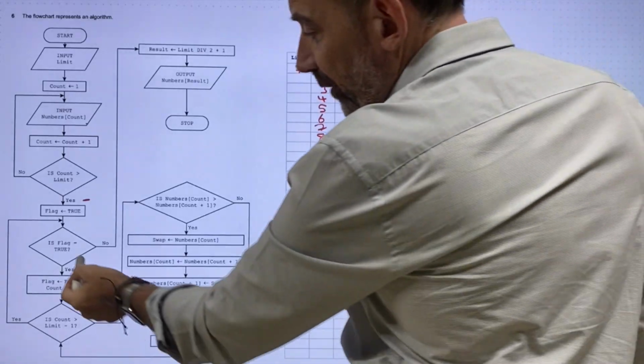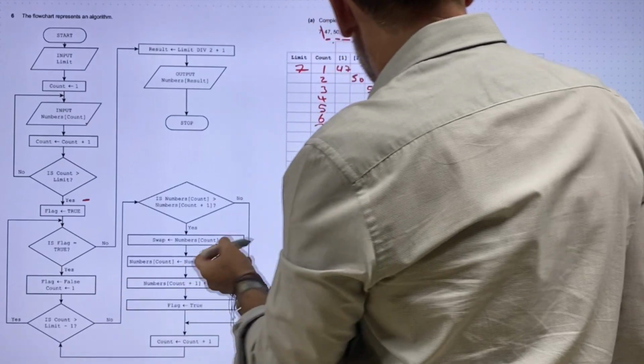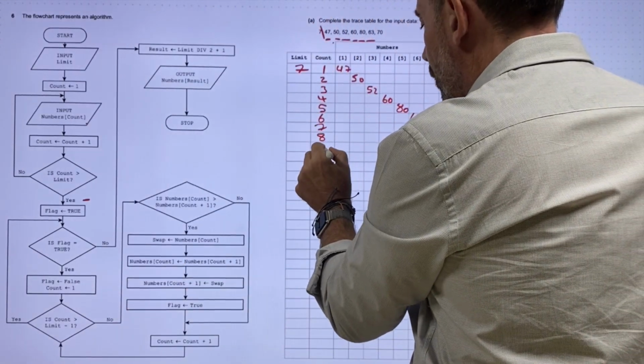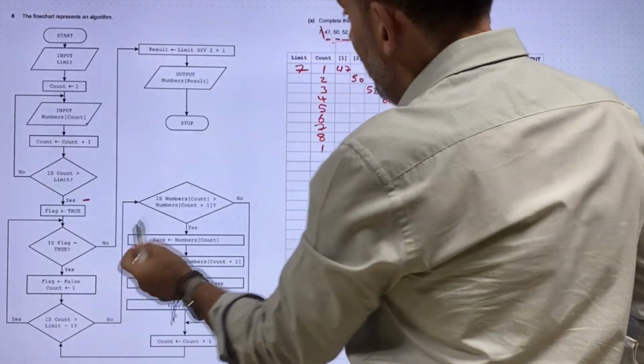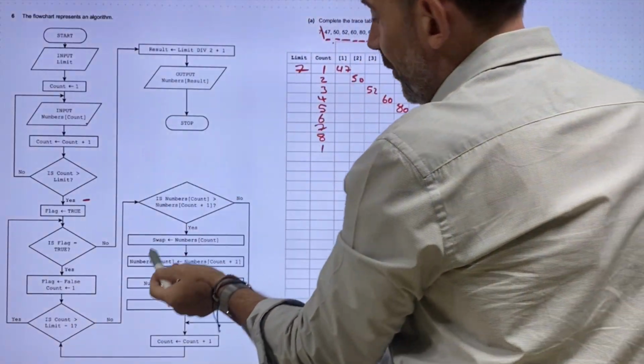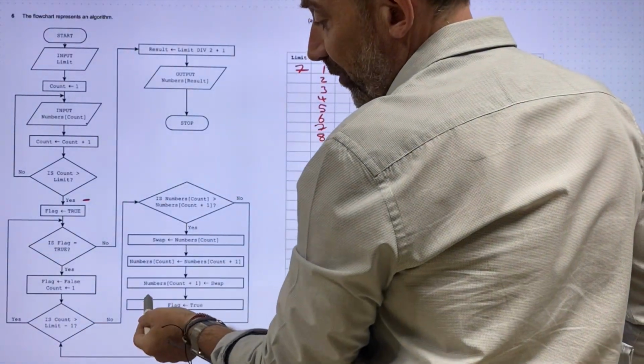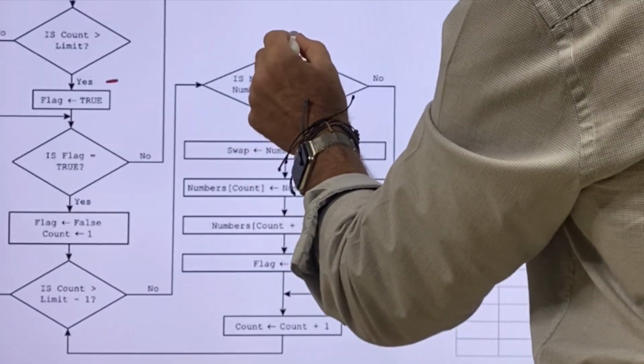Okay, flag gets assigned the value false, and count gets assigned the value 1. Okay, is count greater than limit minus 1? Well, limit minus 1 would be 6. So is 1 greater than 6? No, it's not. So now we're up into this bit.